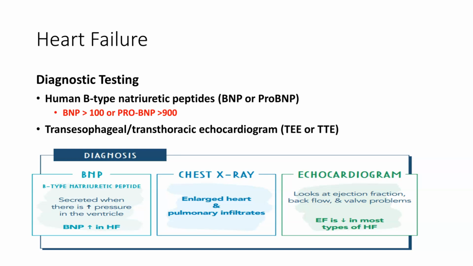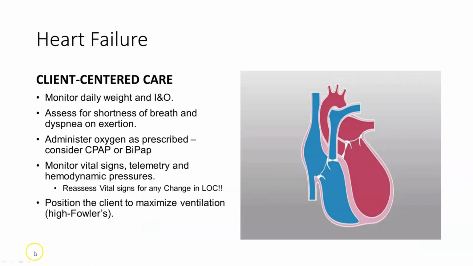When we talked about our echoes, there's the invasive one versus the non-invasive one. One can be done at the bedside. The other one can be sent down for a procedure because it's through the esophagus versus over the thoracic cavity. So those are going to look at the shape and structure of your heart. You can look at the heart size, the valves, and the ejection fraction. And generally speaking, that EF is going to be low in most of our clients with heart failure.